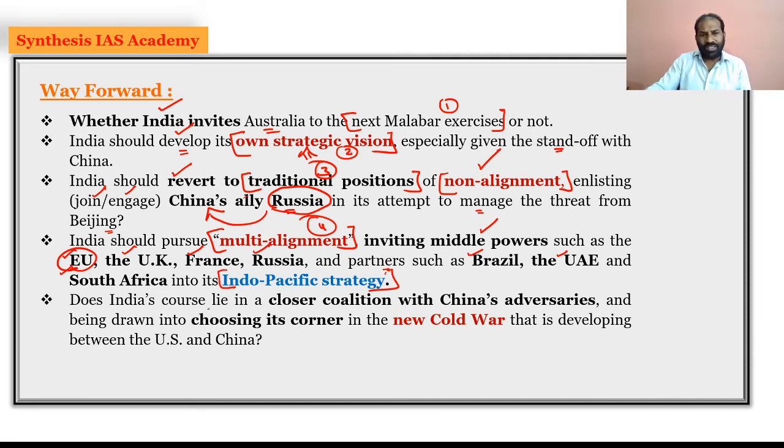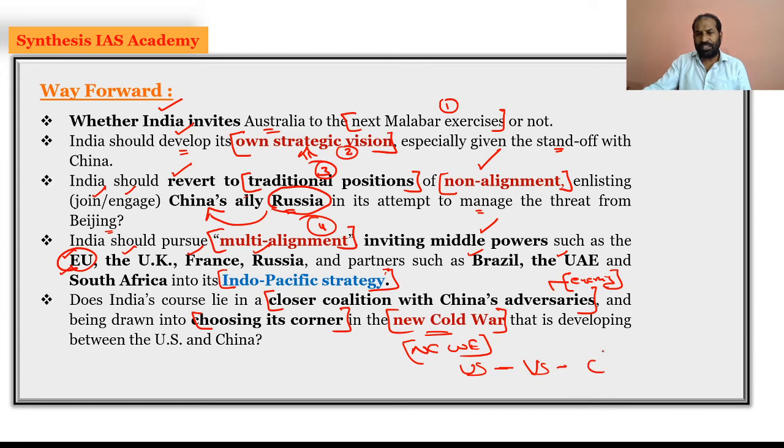And then now the question is whether India's course lies in closer coalition with the Chinese adversaries. That means, is it correct to have good relations with the Chinese enemy at this moment? For example, US, Australia, Japan. Is it very good to be part of the Quad, which are the Chinese adversaries, or choosing its corner in the new Cold War? So definitely now we see the new Cold War era, that is not between US and Soviet Union and Russia. Now it is between US and China.